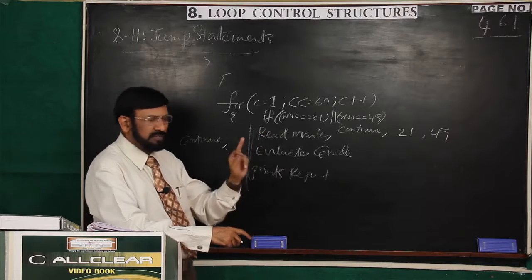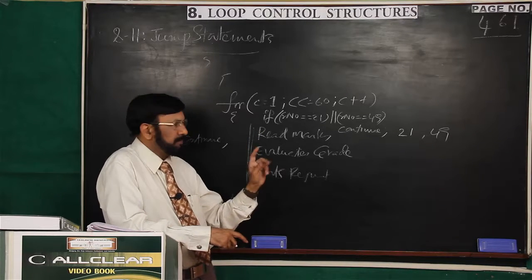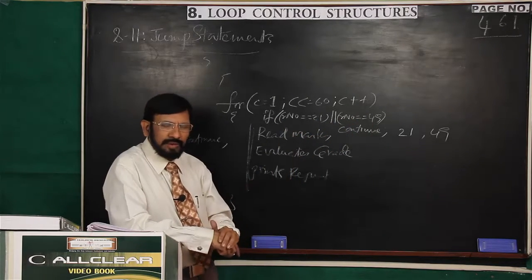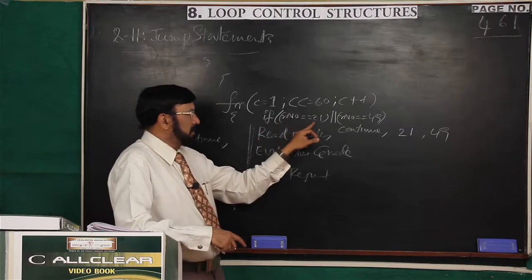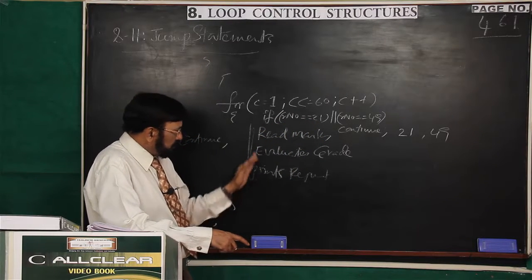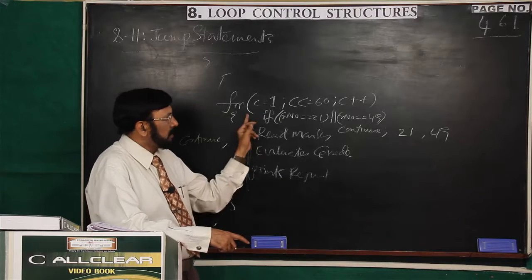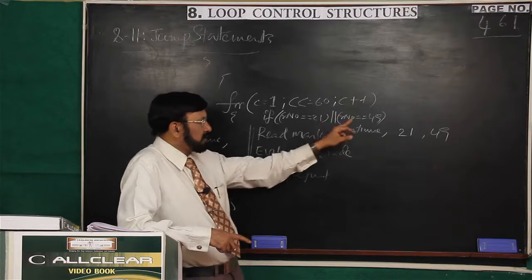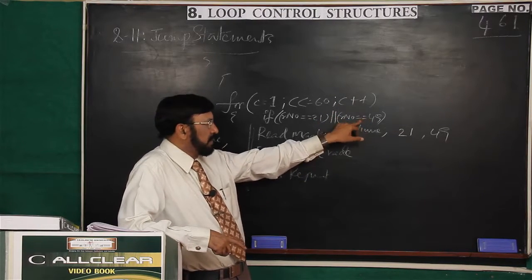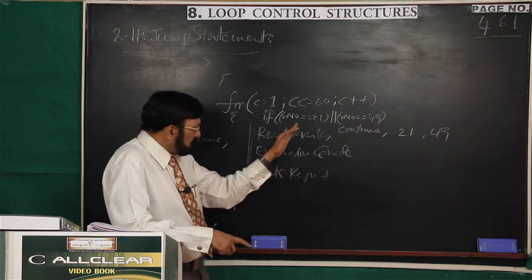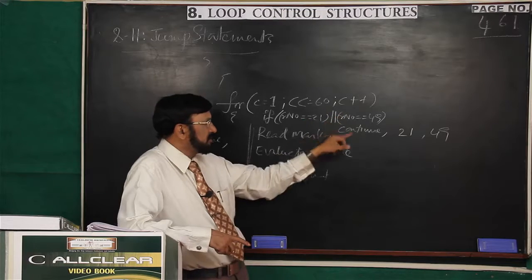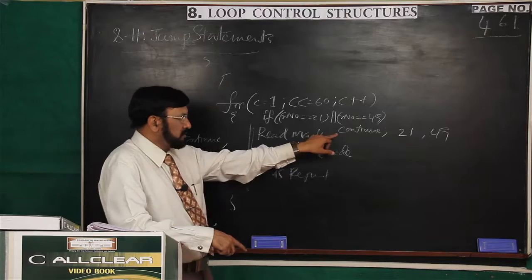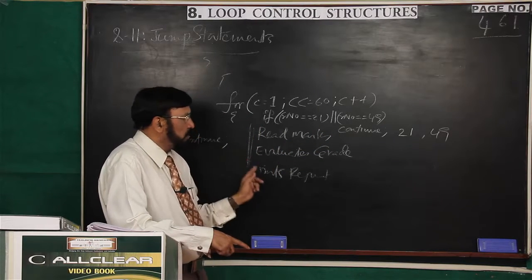With reference to this example, you can understand better. If roll number is 21 or roll number is 49, continue. What is the meaning of that? Whenever roll number 21 comes, skip the execution of the following statements and go with the next iteration. What is the next iteration? 22. It continues in the same fashion up to 48. Now, when roll number is 49, skip the following statements and go with the next iteration, then 50. In this type of situation, continue is applied. Continue means skip the following statements and go with the next iteration.